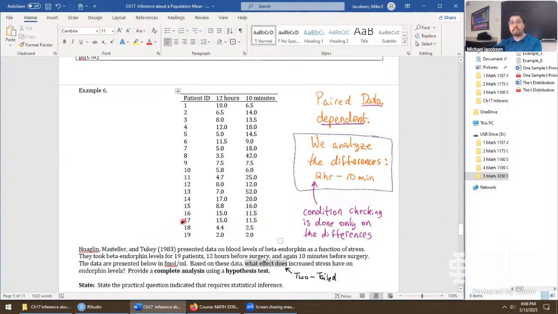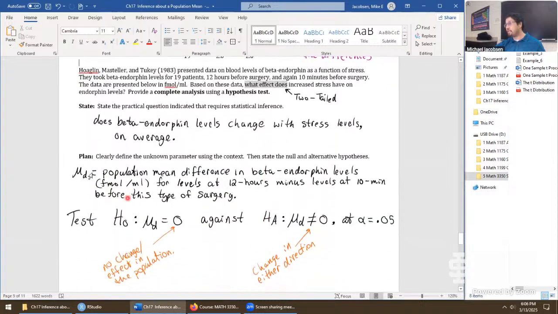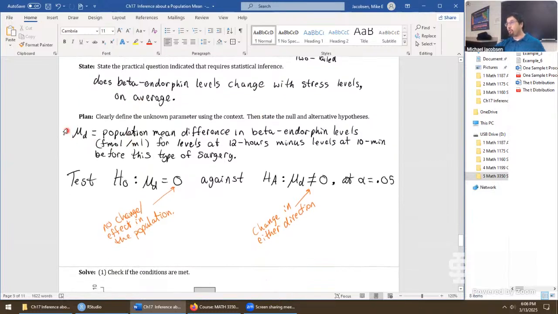We're trying to see the role in stress and blood endorphin levels. So we asked that practical question here. Does beta endorphin levels change with stress on average? Then we formed the parameter here. The data is paired, so we're taking the differences of the 12 hours levels minus the 10-minute levels. And so our null hypothesis is that nothing happens in the population. It's a statement of no change, a statement that the status quo is still the same. We're saying the differences are 0. Stress had no role in the blood beta endorphin levels.